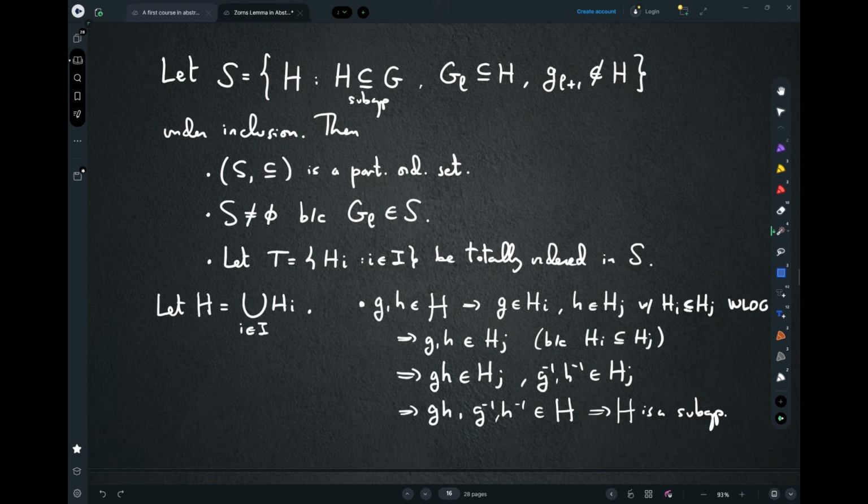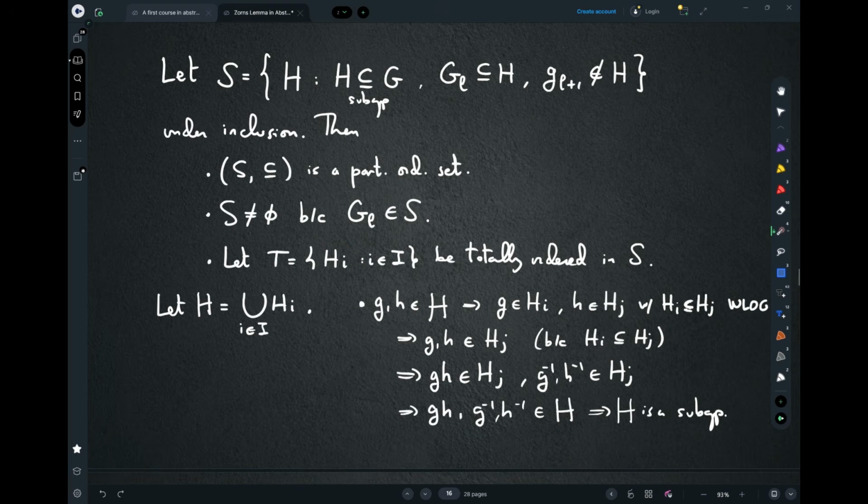And I'm going to consider S under inclusion, and then you can check that this is a partially ordered set under inclusion. Moreover, G_L itself is a subgroup, G_L is contained in G_L, and G_L doesn't contain G_{L+1}. That subgroup is in S, so S is non-empty. Now, we need to check what happens with totally ordered subsets of S. So take T to be some totally ordered subset.